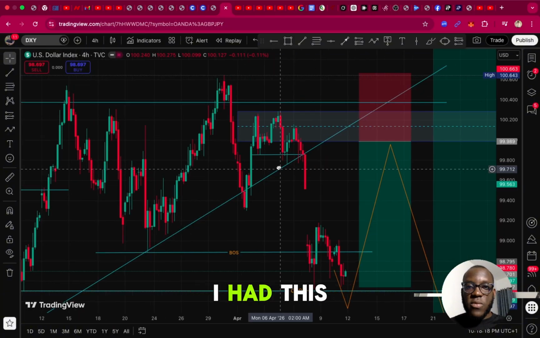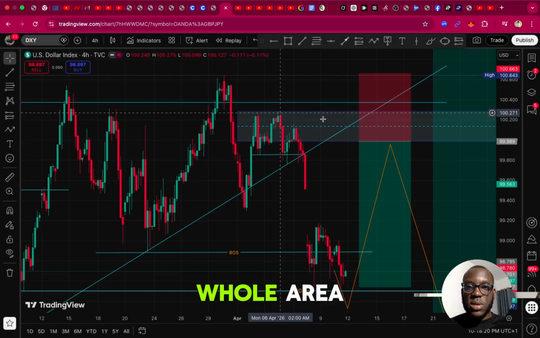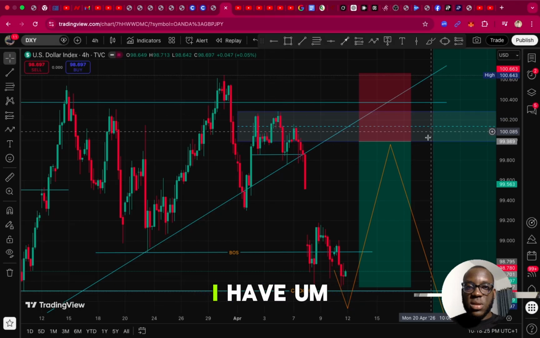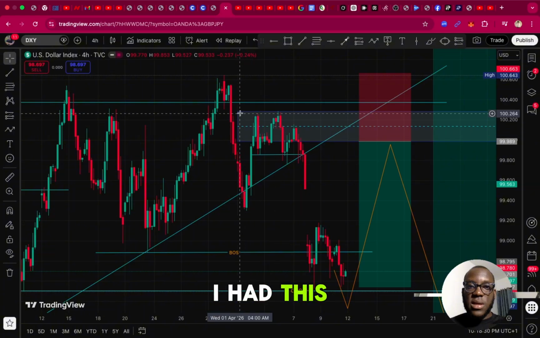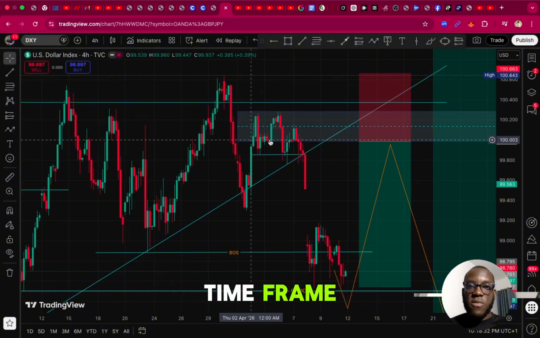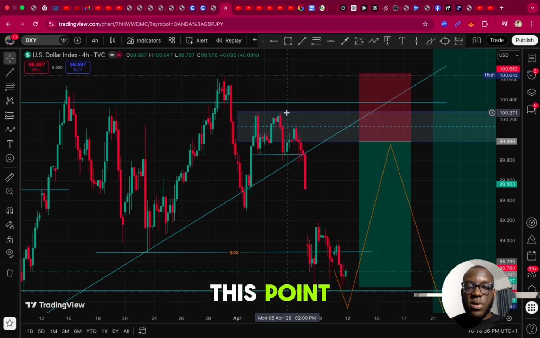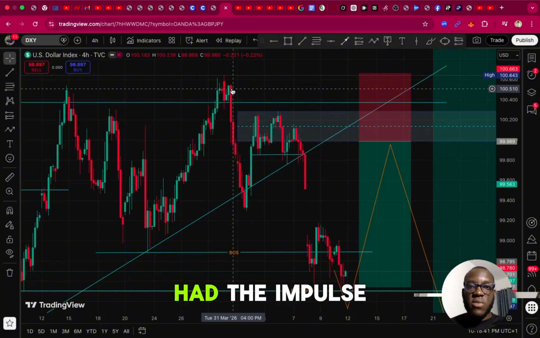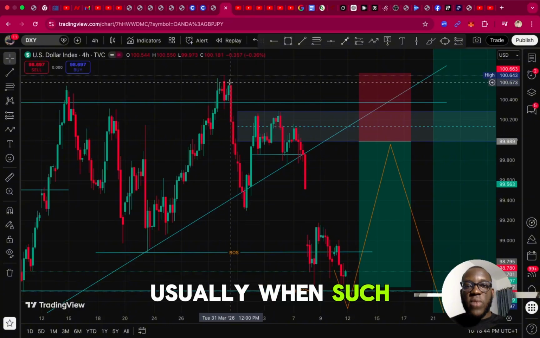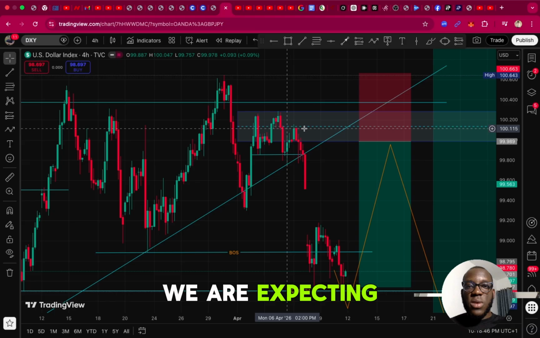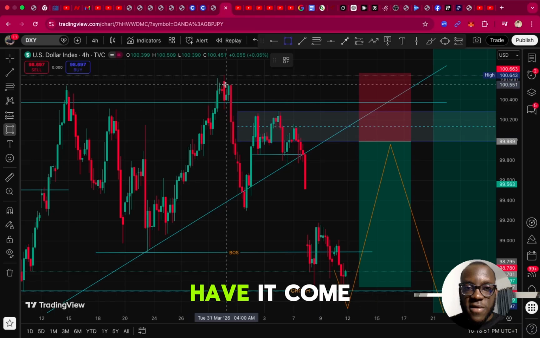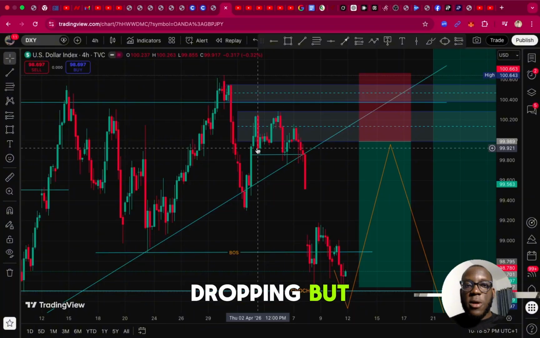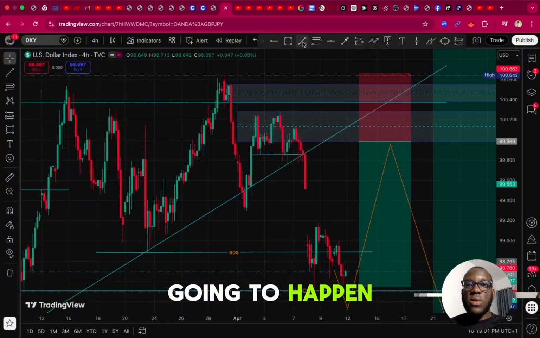The reason why I had this almost on this whole area, my point of interest, is because I had it selected from the daily time frame order block, from this point to this point, and unfortunately we have another order block after which we had the impulse. Usually when such a thing happens, we are expecting it to come up here before dropping, but which is likely going to happen.